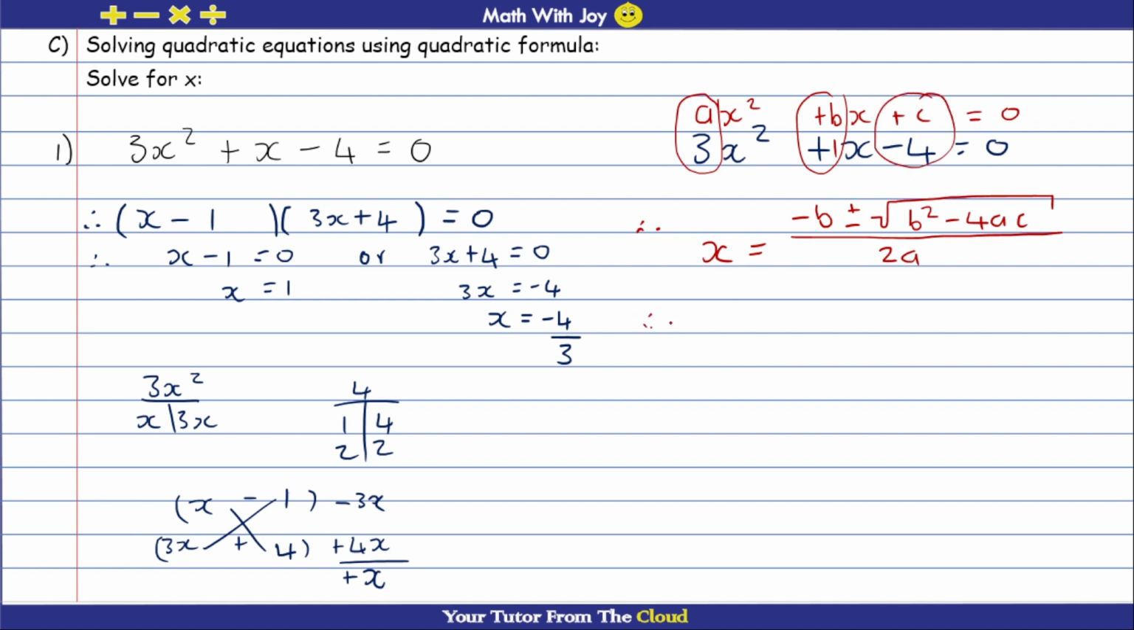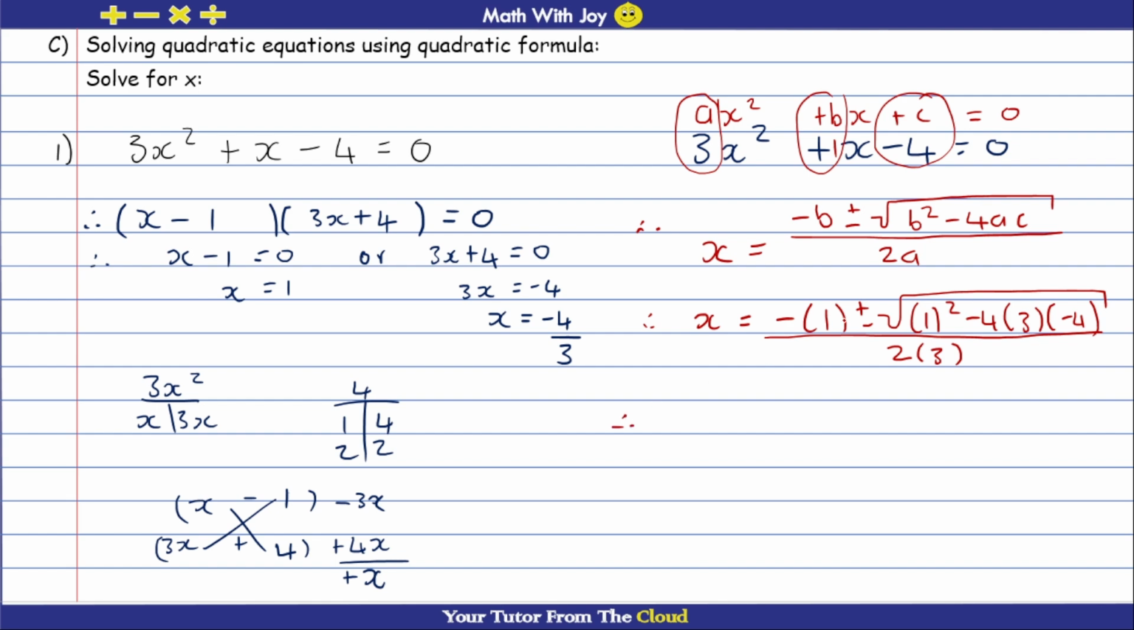So you want to substitute all that data into your quadratic formula. You say minus, where there's a b, you put the 1, plus or minus the square root of, where there's a b, you put the 1, minus 4, where there's an a you put the 3, where there's a c, you put a minus 4. And you want to divide this whole thing by 2, where there's an a you put the 3.